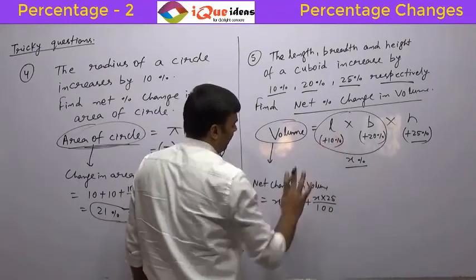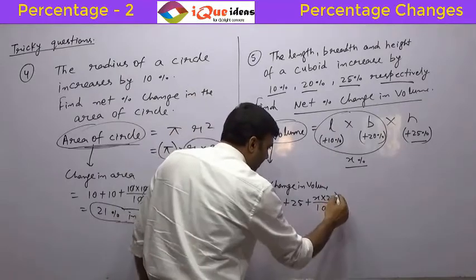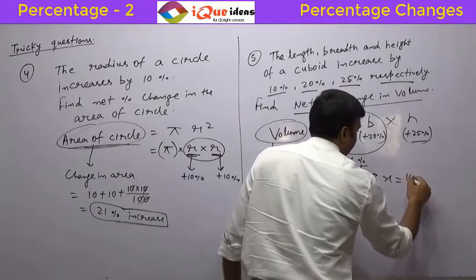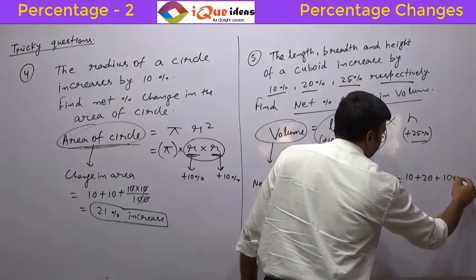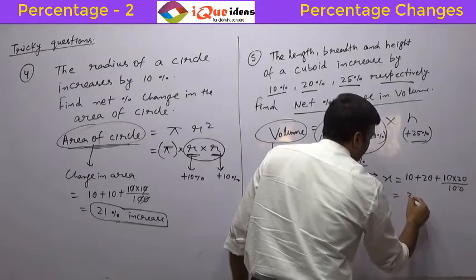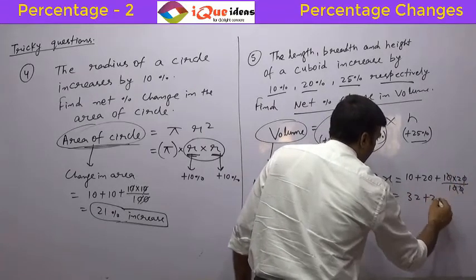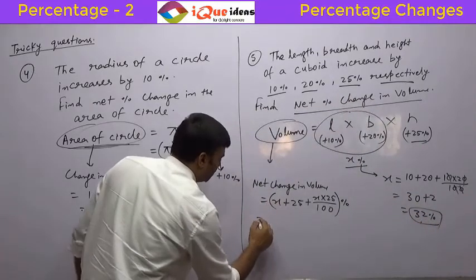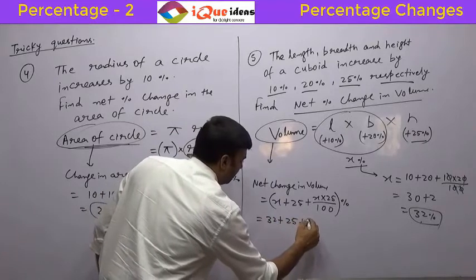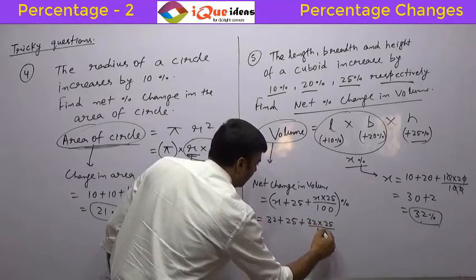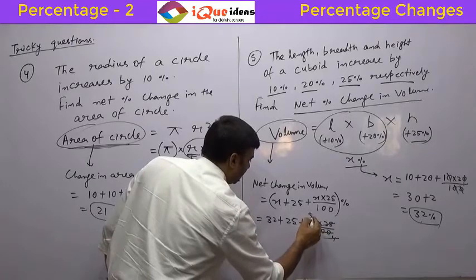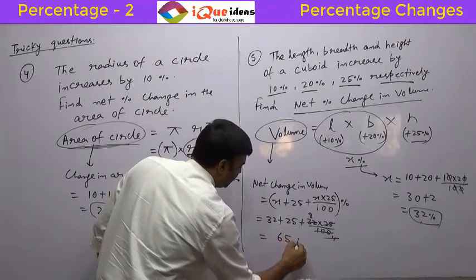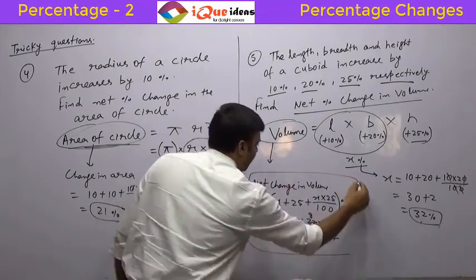We can combine two of them at a time. So to calculate this, we need to calculate the value of x. So from here you can see that x will be equal to 10 plus 20 plus 10 into 20 by 100. Now this is 30 plus 2, which is 32%. Now we put x as 32 here, so it becomes 32 plus 25 plus 32 into 25 by 100. Now 25 cancels 100 4 times, 4 into 32 is 8 times, 32 plus 8 is 40, 40 plus 25 is 65. So 65% is the net change in volume.